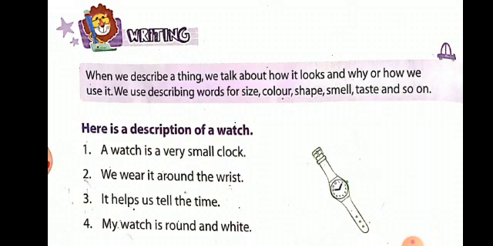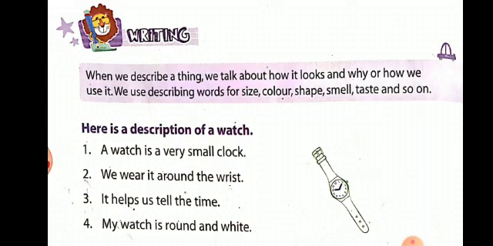A watch is a very small clock. We wear it around the wrist. It helps us tell the time. My watch is round and white. You can describe a mango also, like you can say, the mango is a national fruit of India. It contains vitamins. It comes in summer season, or you can say the ripe mango is yellow in color, the raw mango is green in color.